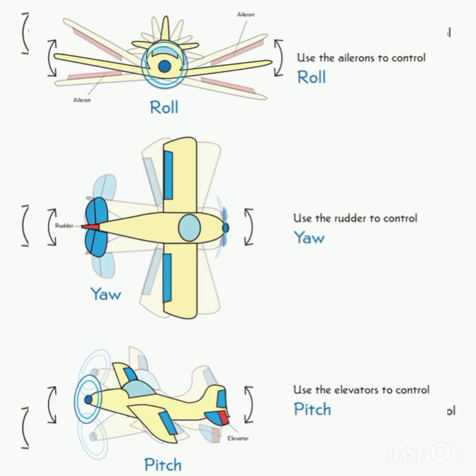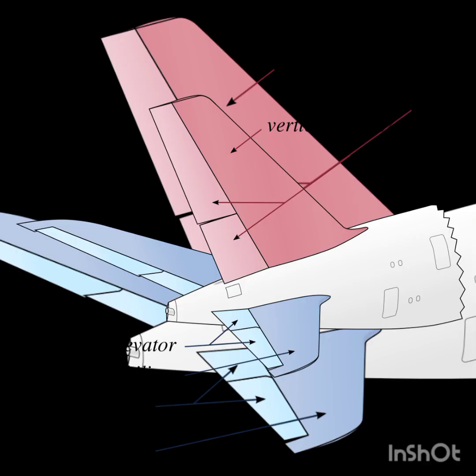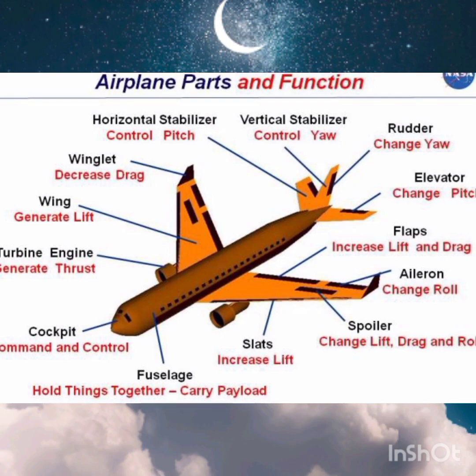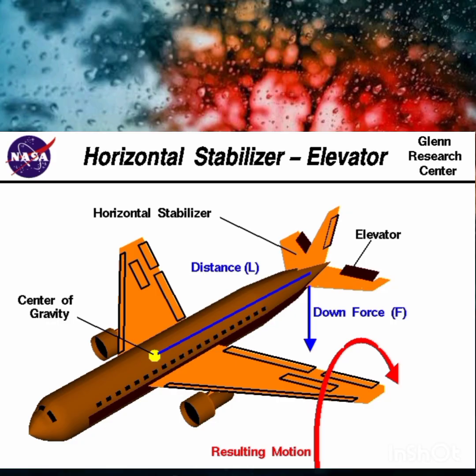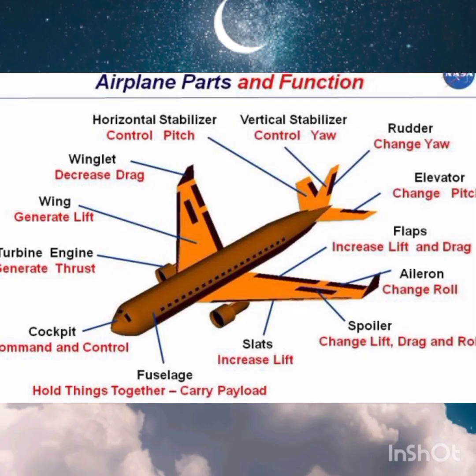Rudder. The rudder controls the movement of an aircraft about its vertical axis. Vertical stabilizer. It controls the balance of the airplane and avoids slight slips. The horizontal stabilizer is a fixed wing section whose job is to provide straightness to the plane while flying. It keeps the aircraft stable.